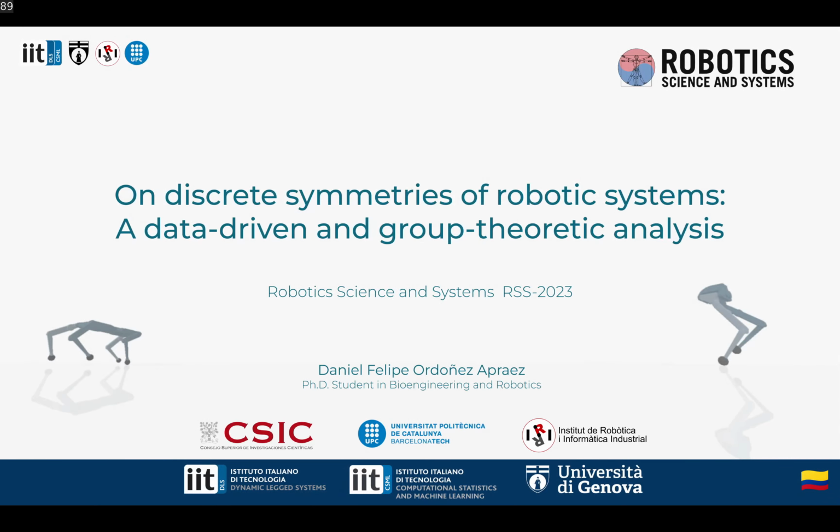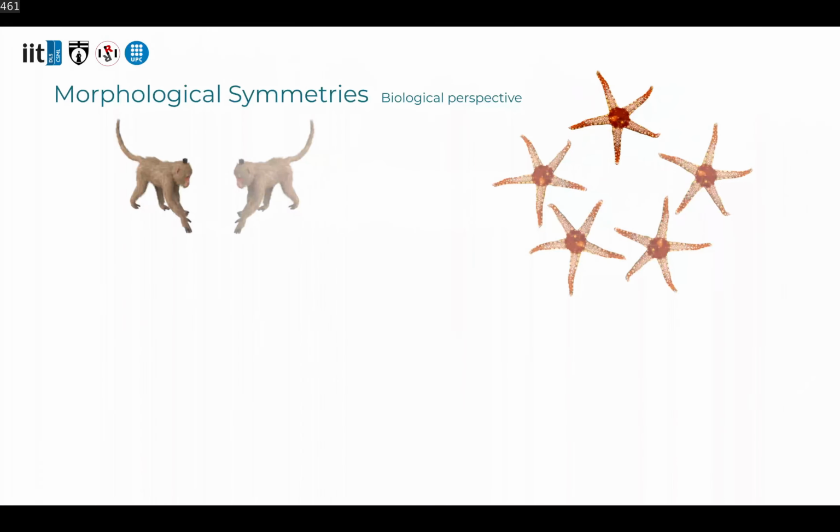Welcome, my name is Daniel Ordonez and I will present our RSS paper on discrete symmetries of robotic systems, a data-driven and group-theoretic analysis. Our work studies morphological symmetries in locomoting systems.